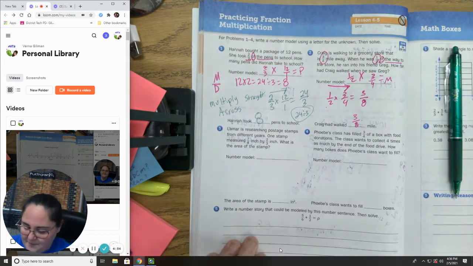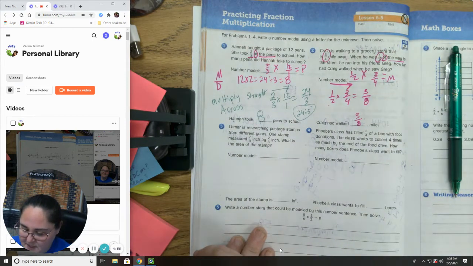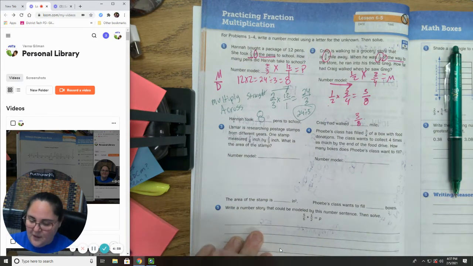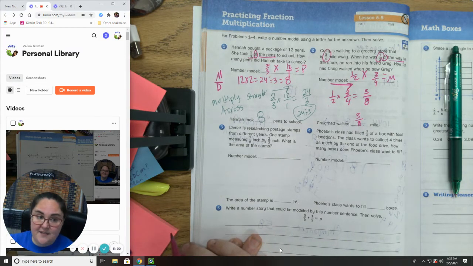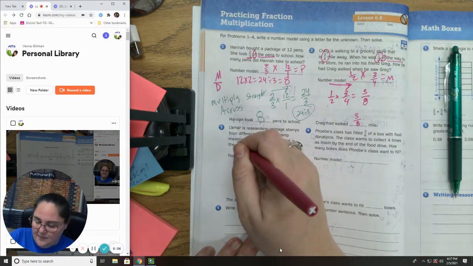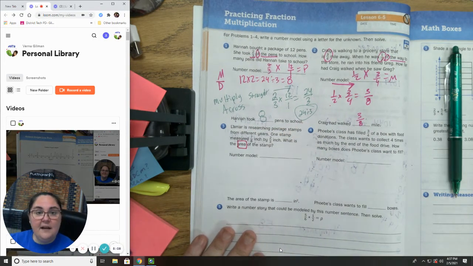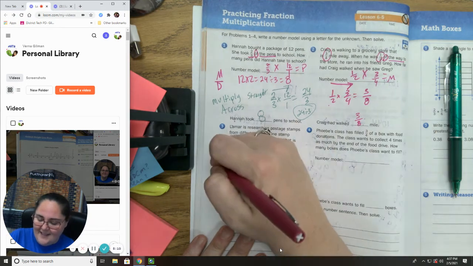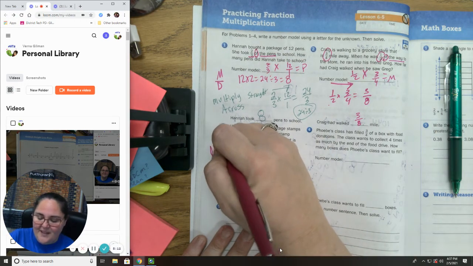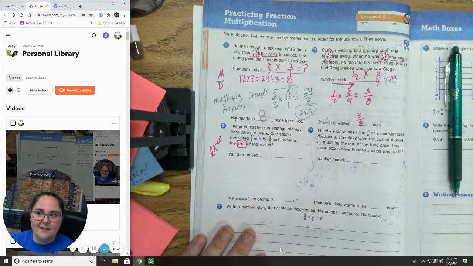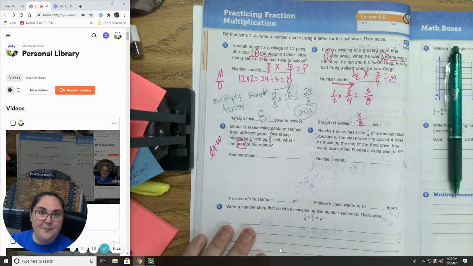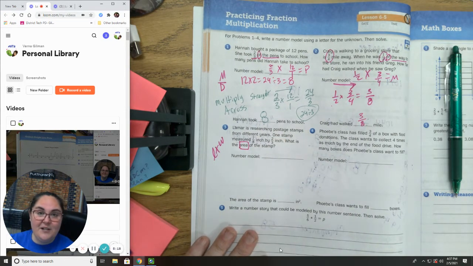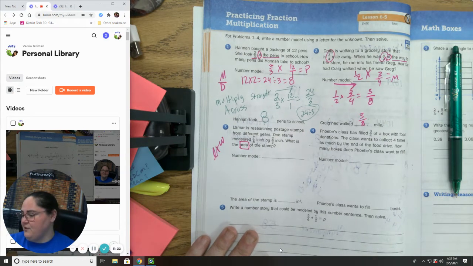Number 3. Lamar is researching postage stamps from different years. One stamp measured 7/8 of an inch by 2/3 of an inch. What is the area of the stamp? Now, when I find area, it's length times width, right? Well, you have it in the question. What is your number model? Take a minute, make sure you have it written down. Let's go.